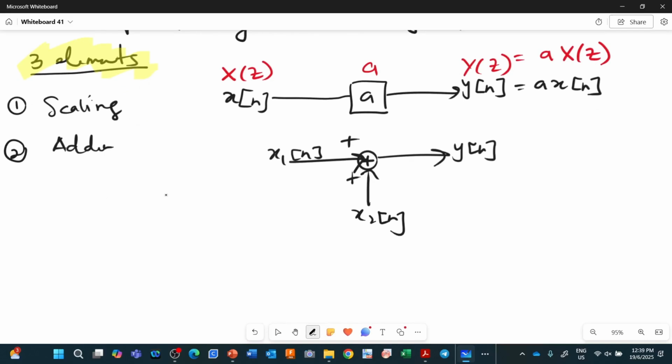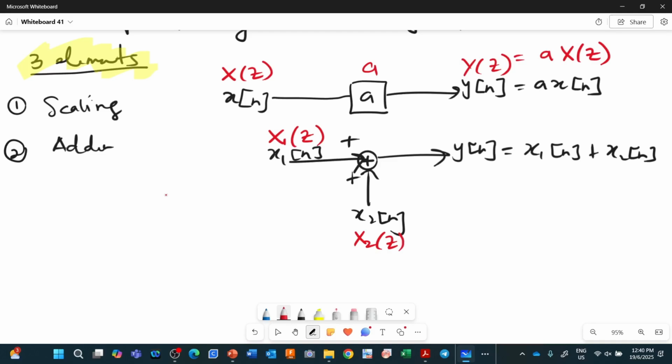Okay, so how do you write this equation? y[n] equals x1[n] plus x2[n]. Okay, let's write the Z transform. Convert it into Z transform. So you can write it as X1(z), X2 becomes X2(z), and y becomes Y(z). Write it: Y(z) is X1(z) plus X2(z).